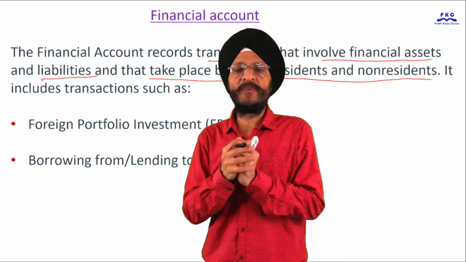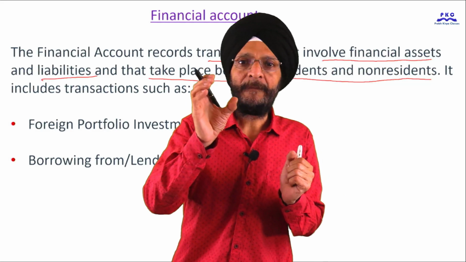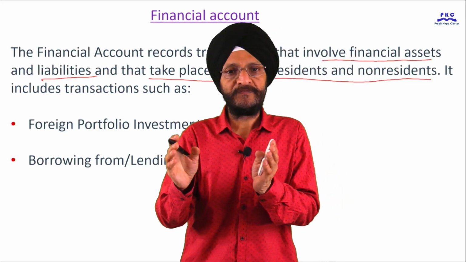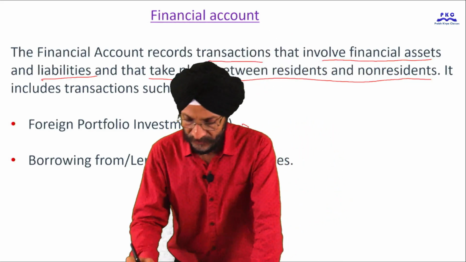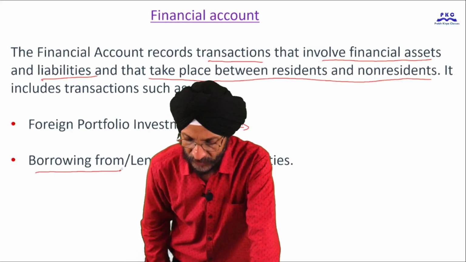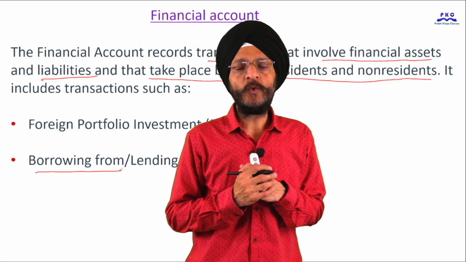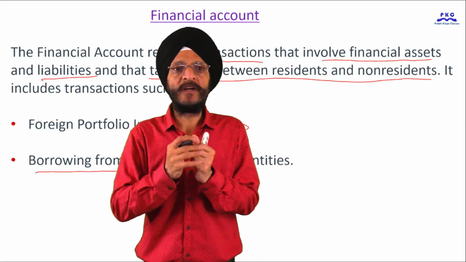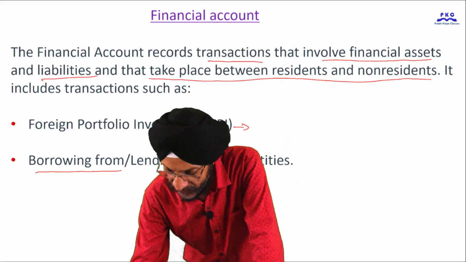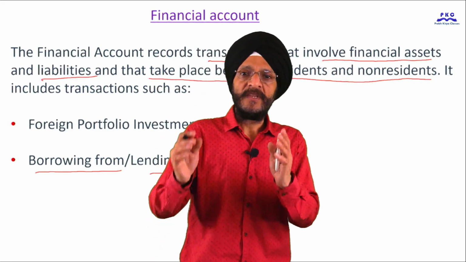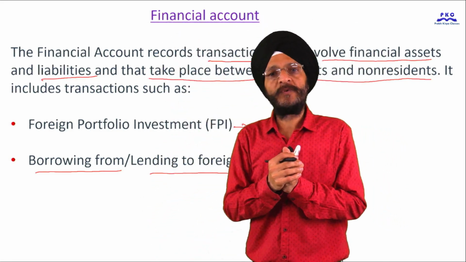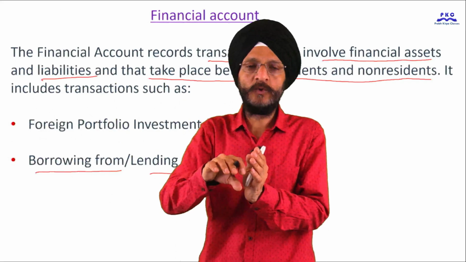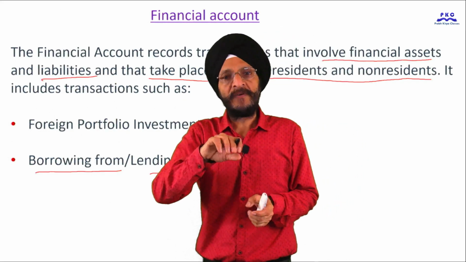Foreign investors, in case of FPI, adopt a passive mode and they do not take part in the decision making of the company. In the financial account, we also record the transactions pertaining to borrowing from foreign entities, and we also record the transactions pertaining to lending to foreign entities. And if there is repayment of loan by the foreigners, or if we repay the loan to the foreigners, these are also taken into account in the financial account.